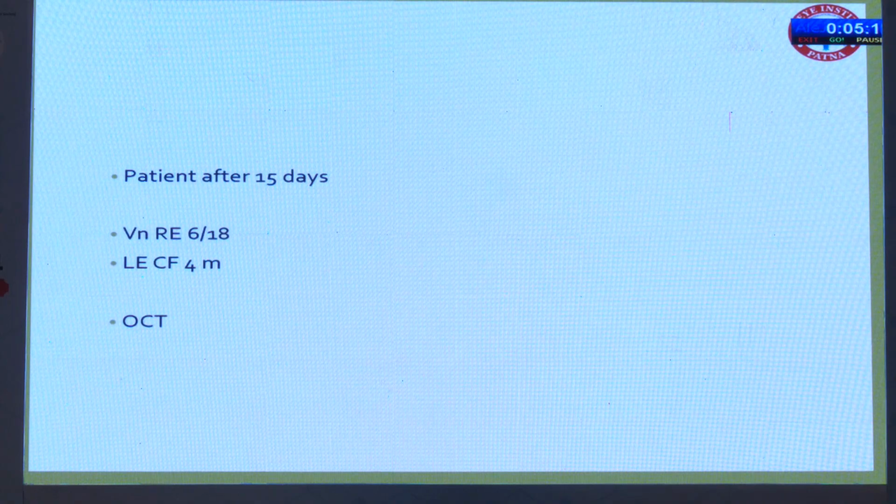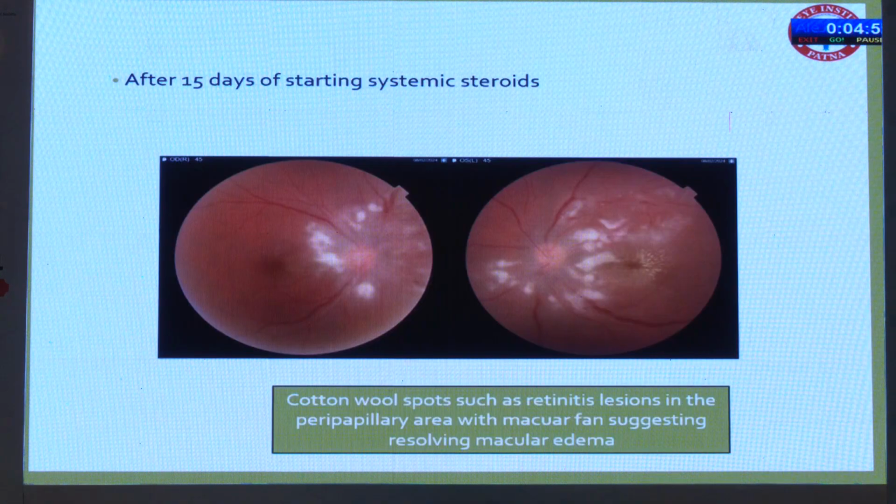The patient was reviewed after 15 days, and to my disappointment, the vision in the right eye had dropped to 6/18, and the left eye was more or less the same. It was counting fingers at 4 meters, from counting fingers at half a meter. So this was 15 days after starting the systemic steroids.